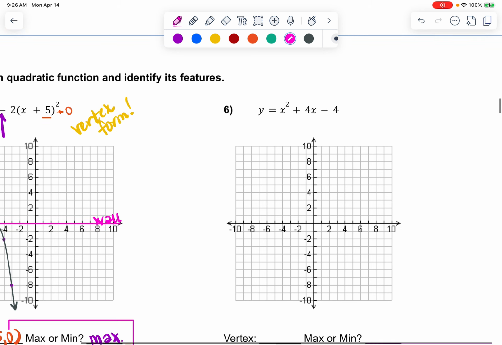All right, last one. Looks like this guy is in standard form. So it's just something I want to notice.